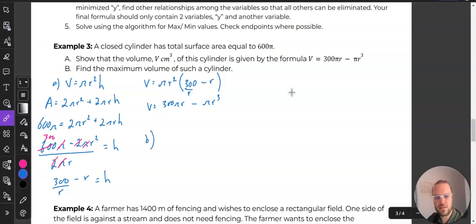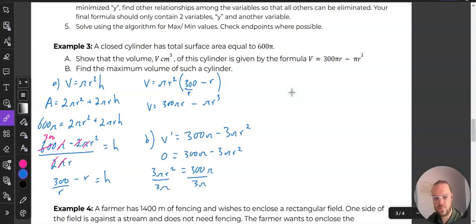So then we can go ahead and start finding that maximum. So what we're going to do is take the derivative, which is going to be 300 pi minus 3 pi r squared. Then we know that whenever I'm finding a critical point, I make it equal to 0. And so then I'm going to move this over. Then I can divide. And so I'll get that r squared is equal to 100.